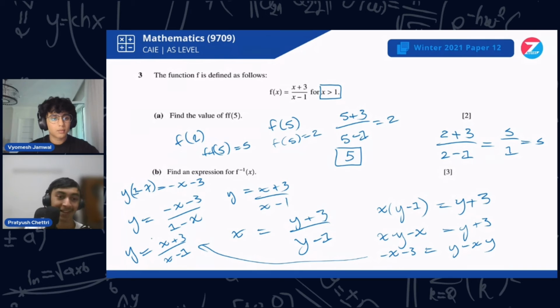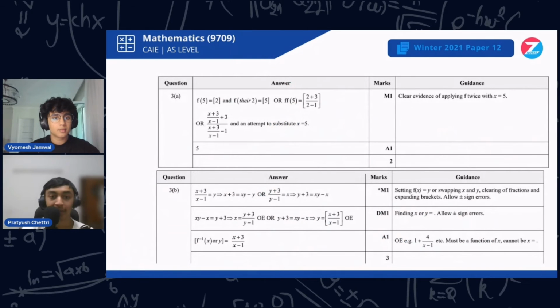And look at that. F minus 1 of x is the same as f of x. So it's actually a self-inverse function. And that's why when you do it twice to 5, you go back to 5. You go from 5 to 2, then you go back to 5. Self-inverse. Yay. And here's what you get marks for. Do pay attention to what you get marks for, guys.